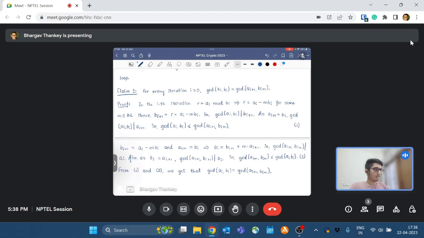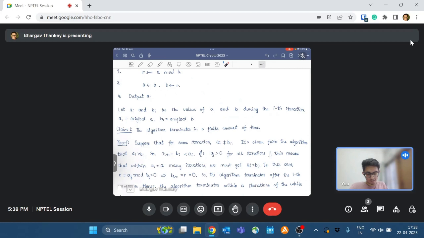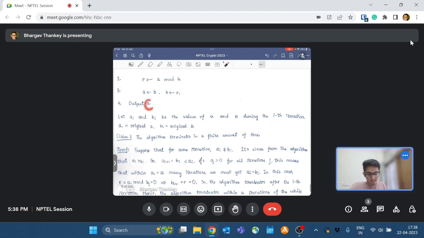So now we have shown that the algorithm terminates and this is true. So as long as we can show that when the algorithm terminates, that is in the last iteration, A is the GCD of AI and BI, then we are done. Okay, now let's show that.